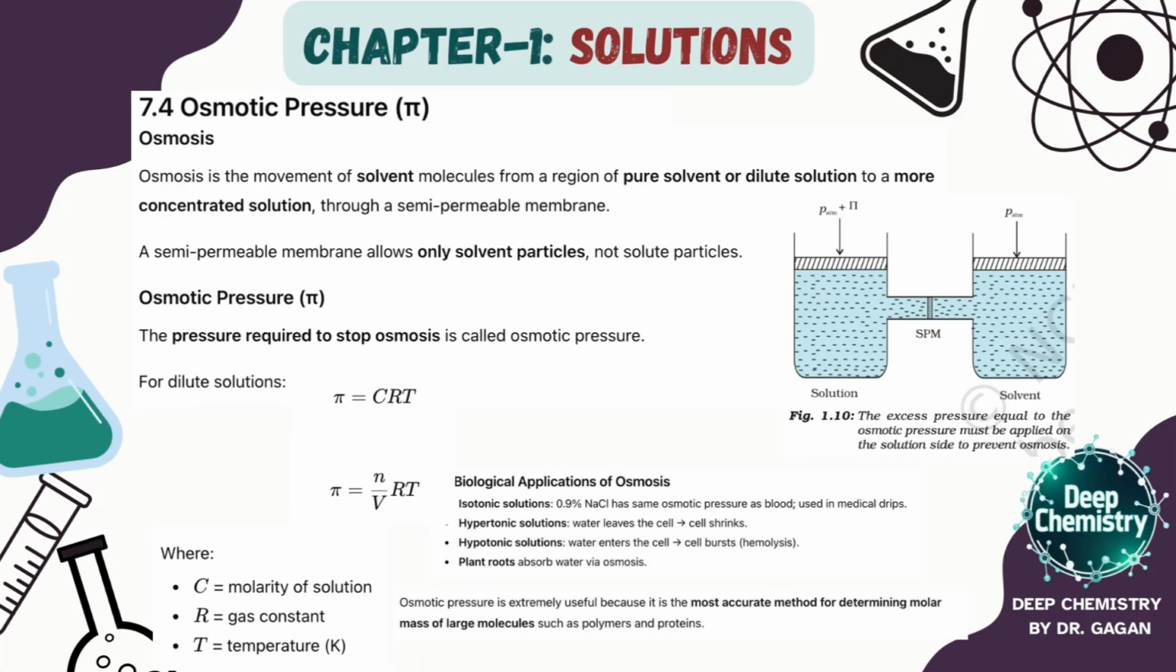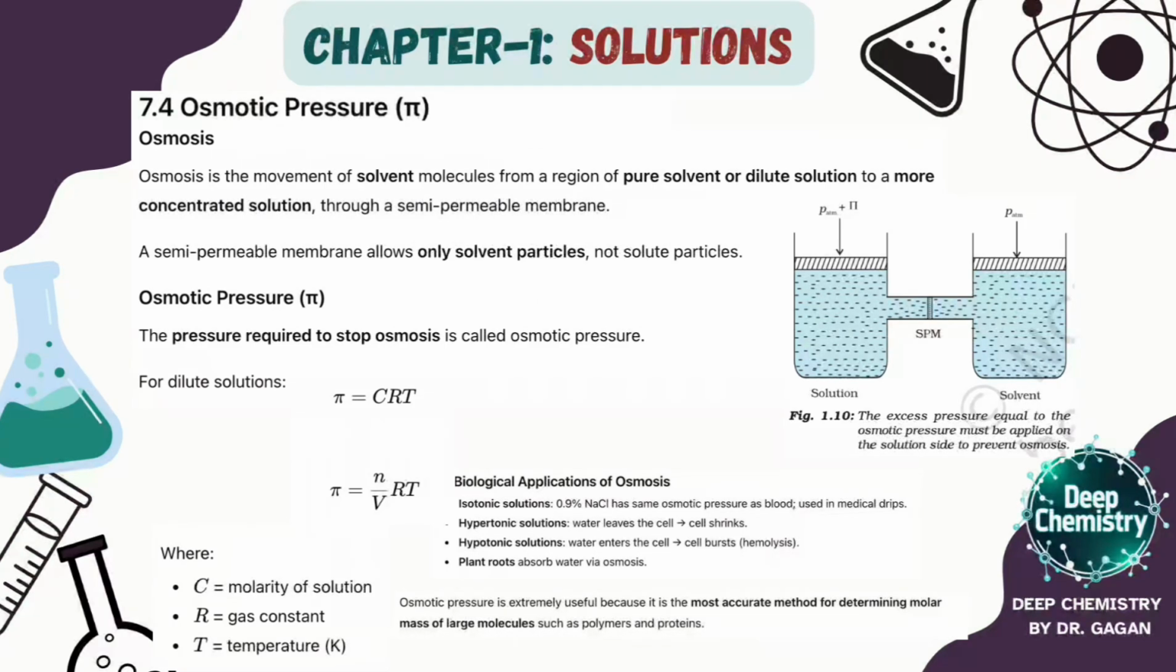Next is osmotic pressure. Osmosis is the movement of solvent molecules from a region of pure solvent or dilute solution to a more concentrated solution through a semi-permeable membrane. A semi-permeable membrane allows only solvent particles, not solute particles. The pressure required to stop osmosis is called osmotic pressure. For dilute solutions, π equals CRT or π equals n/V RT, where R is the gas constant, T is the temperature in Kelvin.